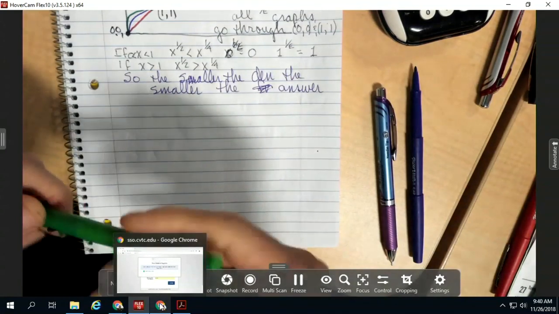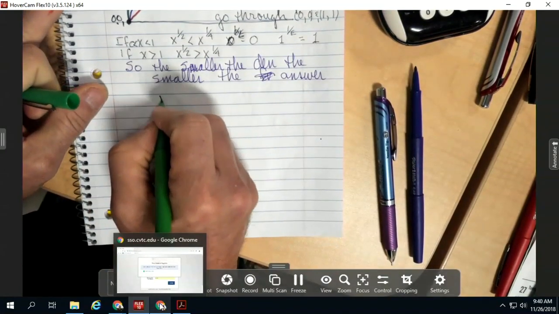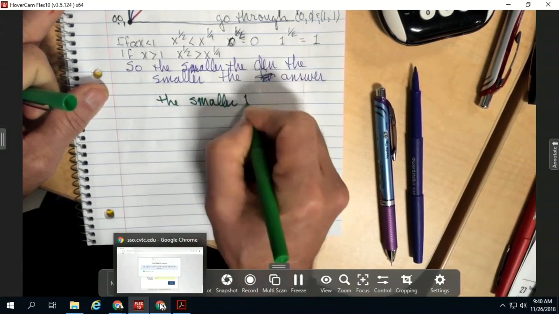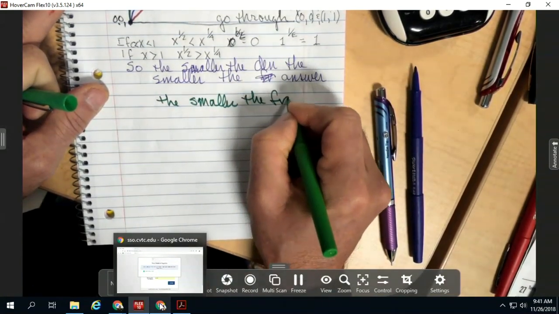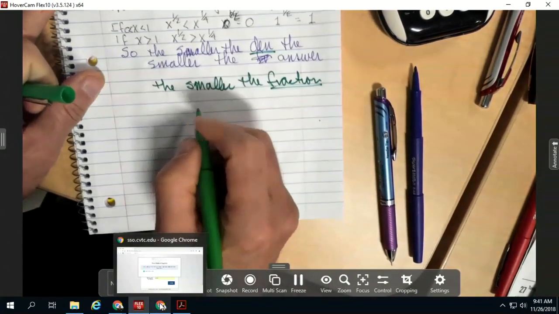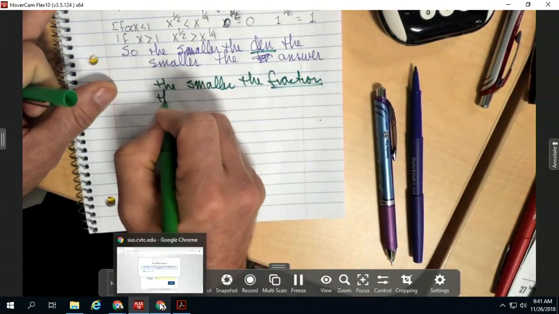And then in the second case, the smaller the fraction. So those are the two words to pay attention to.